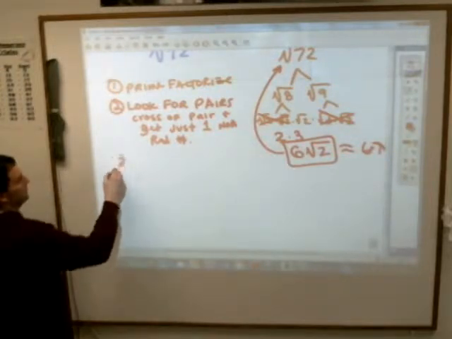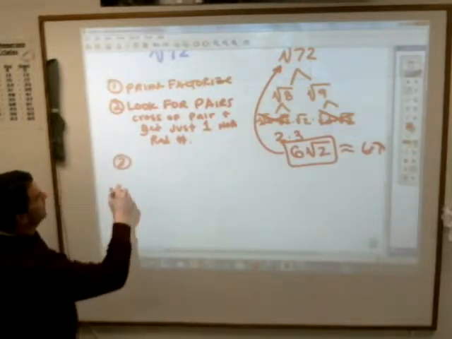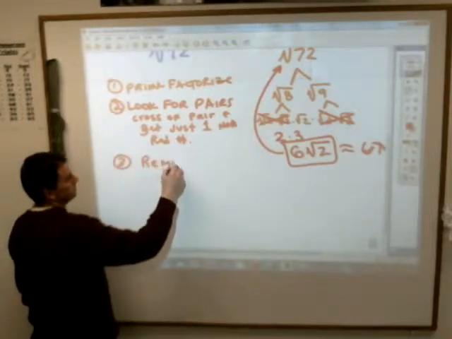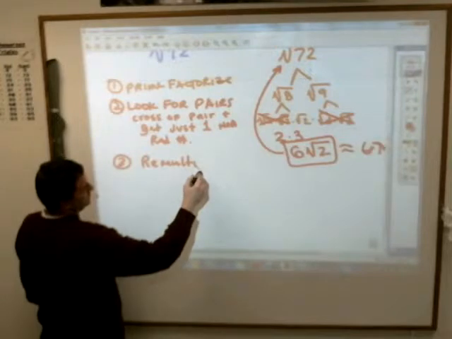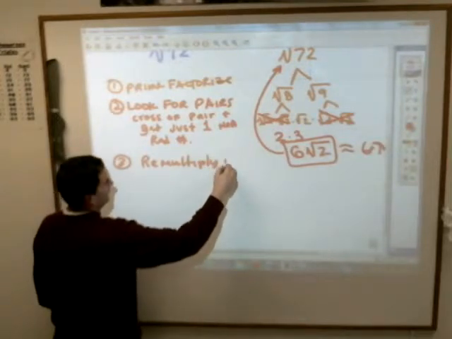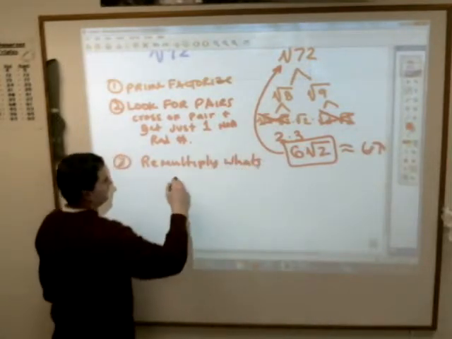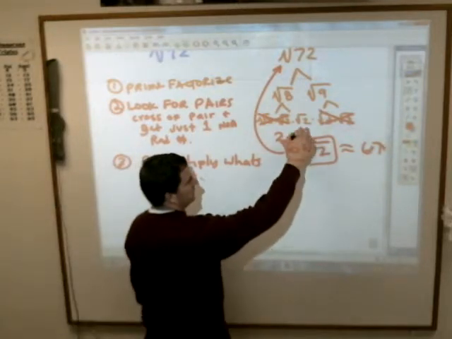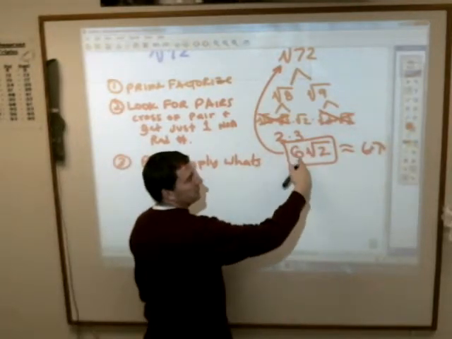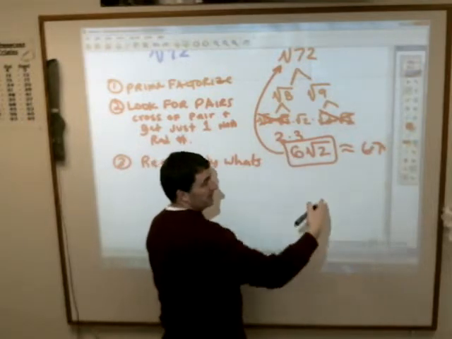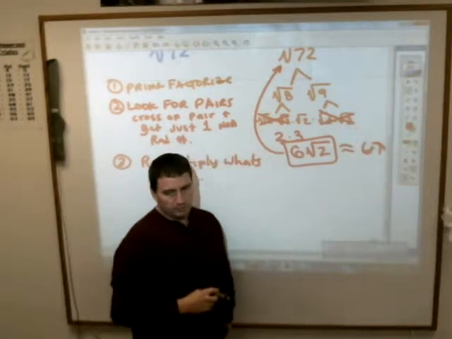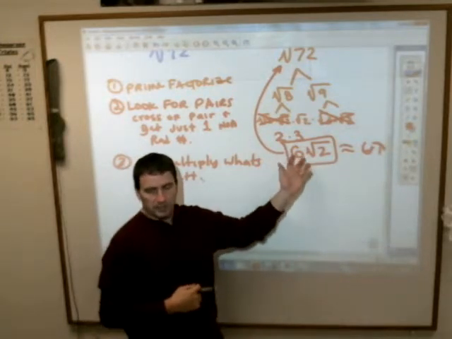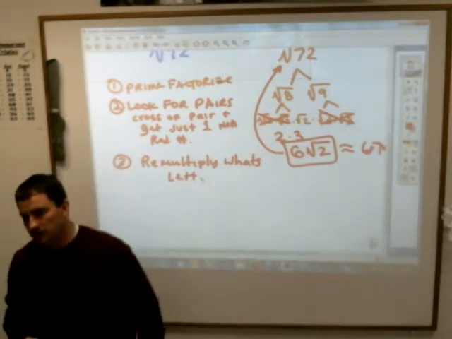Step number 3 here, let me write this down before I forget. And then you remultiply what you have left. Remultiply what's left. And that's where you had a 2 times 3, which got you 6, and then the square root of 2. You can't multiply these together. 6 times the square root of 2 is not the square root of 12. You have to look at square roots as being like x's or whatever. You can't multiply them, they have to stay next to each other.